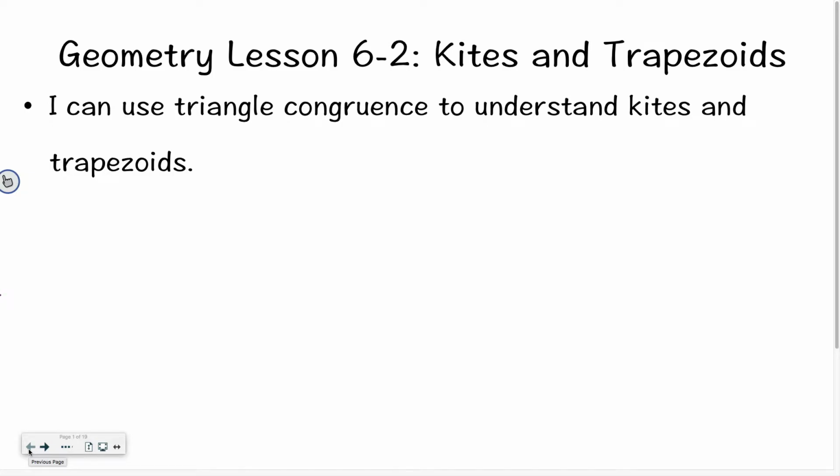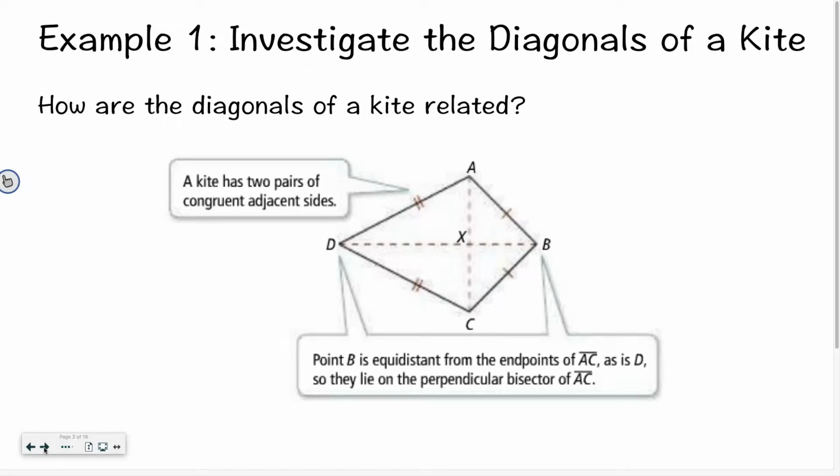Hello class, welcome to Geometry Lesson 6-2, which is all about kites and trapezoids. By the end of this lesson, you should be able to use triangle congruence to understand kites and trapezoids. So first let's talk about kites, and we want to investigate the diagonals of a kite.